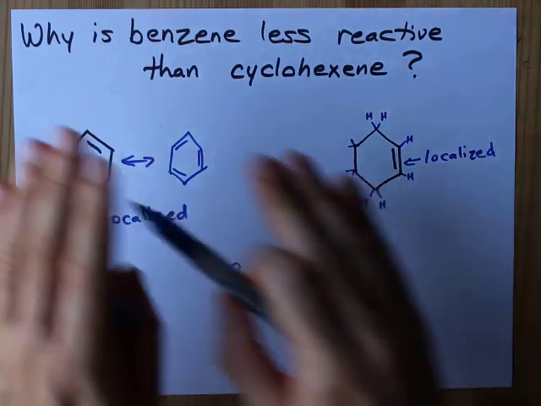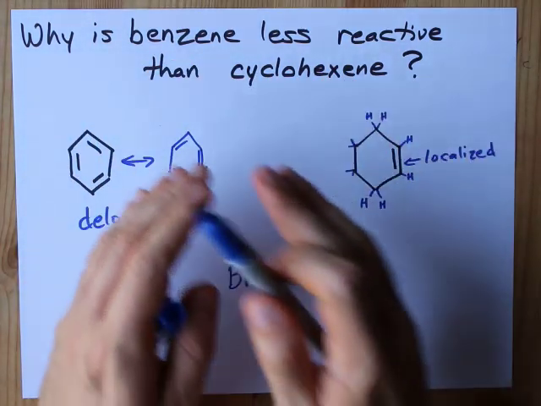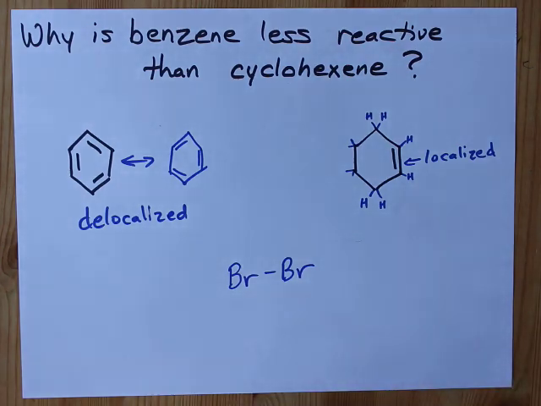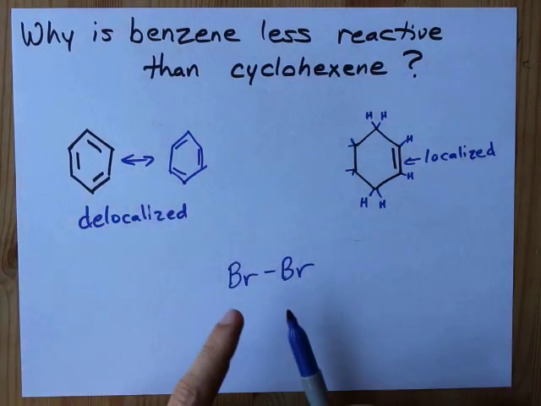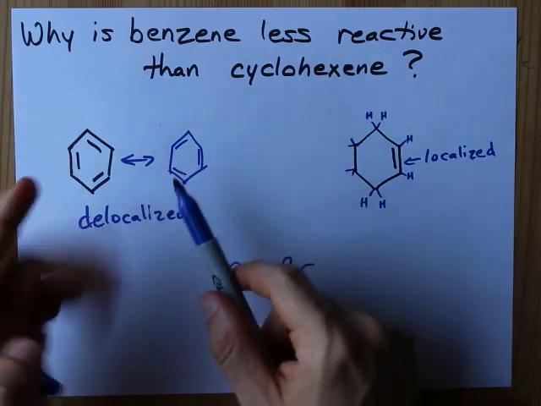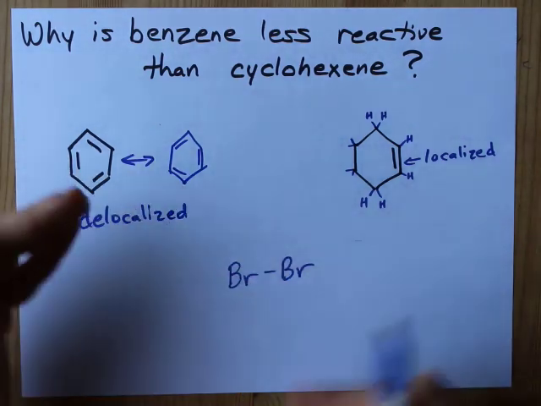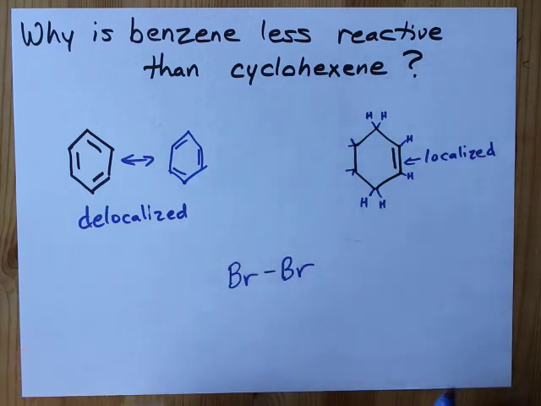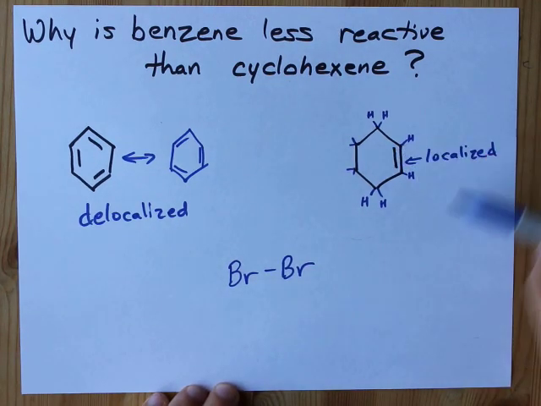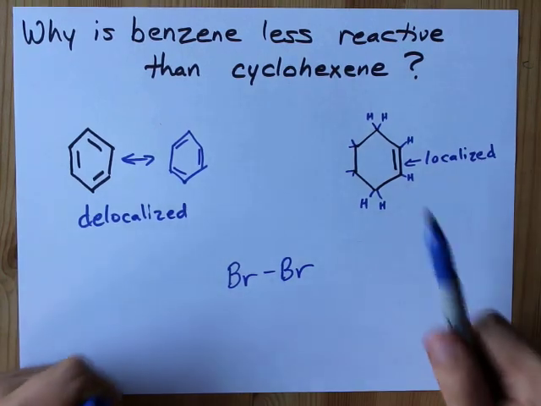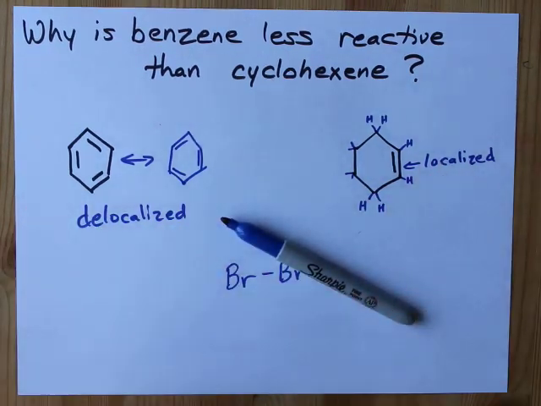Cool? The reason benzene is less reactive than cyclohexene is because the electrons here are delocalized, so it's tougher for any particular molecule or for those electrons themselves to make an attack that will cause a reaction. Localized electrons, you know where they are, and so they can make a coordinated attack. Cool? Cool. I hope that made sense.